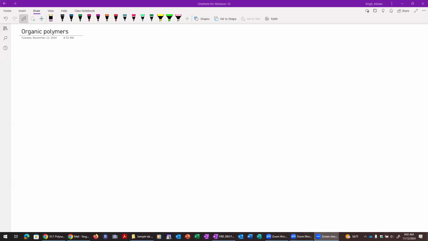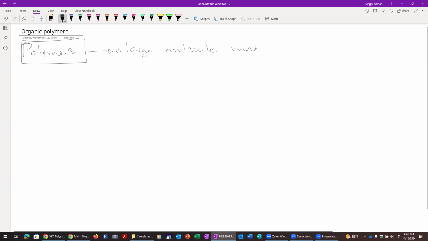All right, so now we're going to take a look, sort of piggybacking on the whole organic chemistry section, at a class of molecules or compounds known as polymers, and we'll see several different types of these. So the first thing that we need to define is what a polymer is, and a polymer is simply a large, very large molecule that is made up of repeating units.